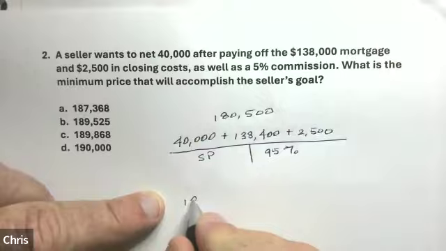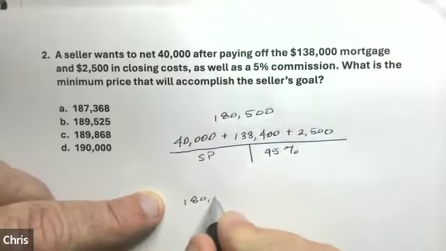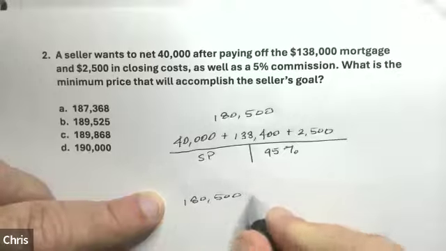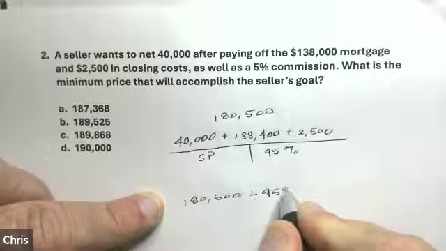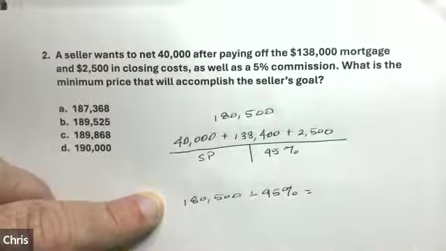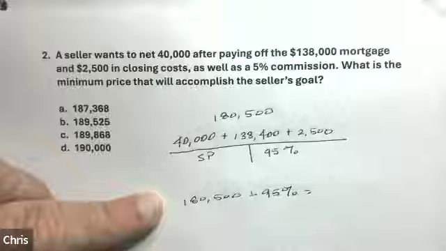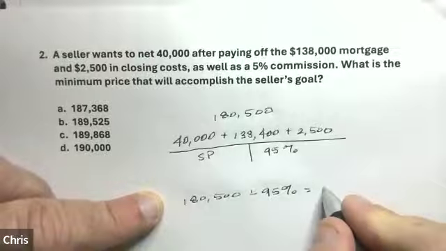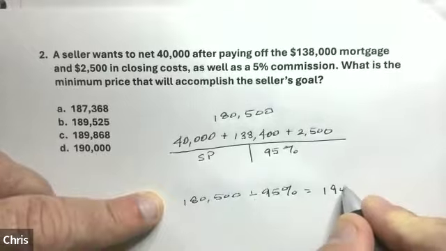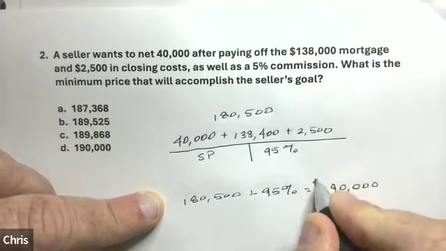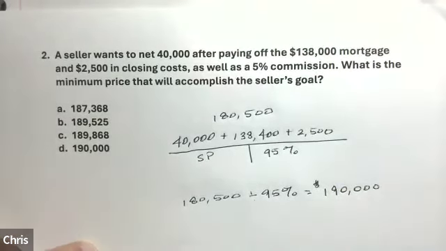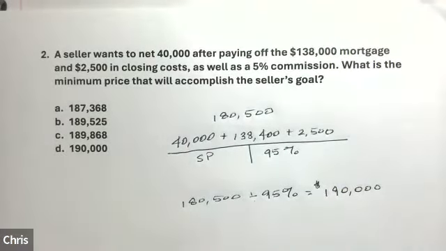We just take 180,500 and divide it by the inverse of the 5%, which is 95%. And that's going to be our answer. I have that comes to $190,000 even. Okay, so the answer there is going to be D.